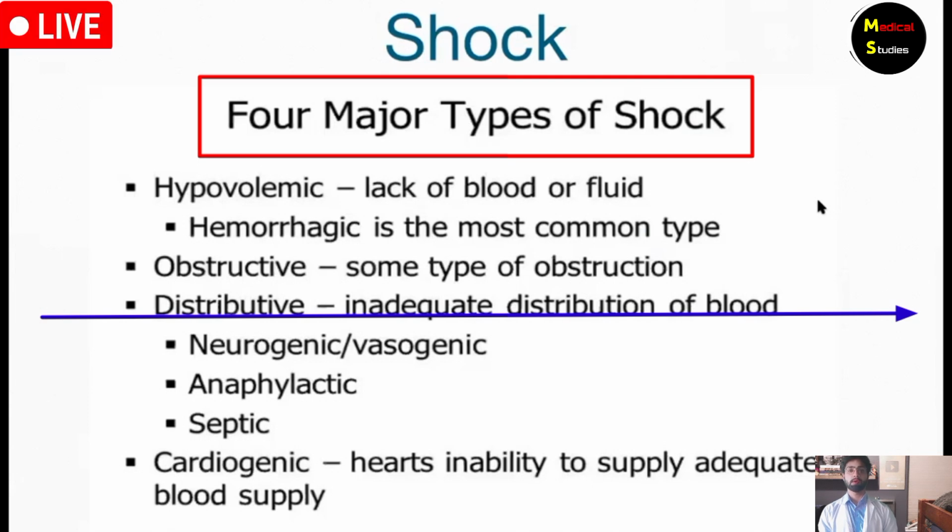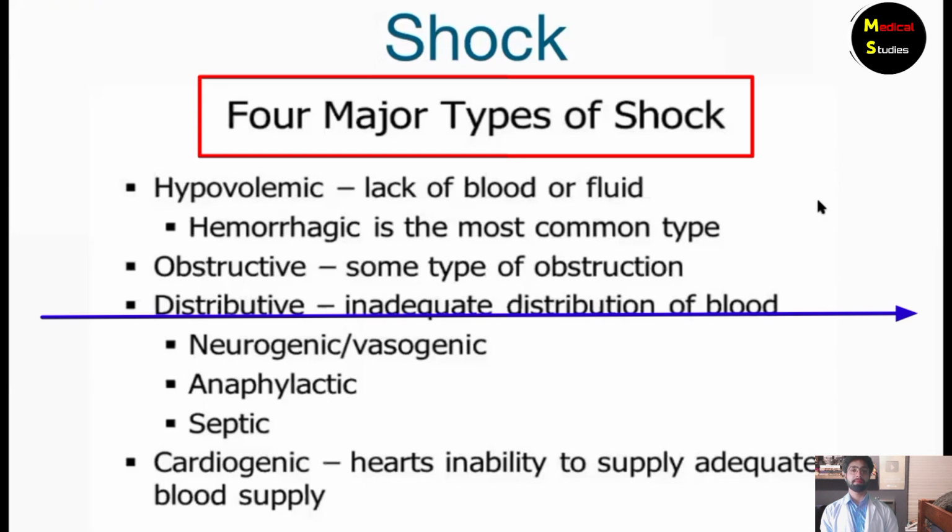So what do we mean by hypovolemic? Lack of blood or fluid. And hemorrhagic is the most common type, especially in surgeries. But in a medicine patient, there are other causes of hypovolemic shock, like diarrhea and vomiting, meaning severe diarrhea and vomiting. It is a very, very common cause. Burns are another important cause in surgical patients.